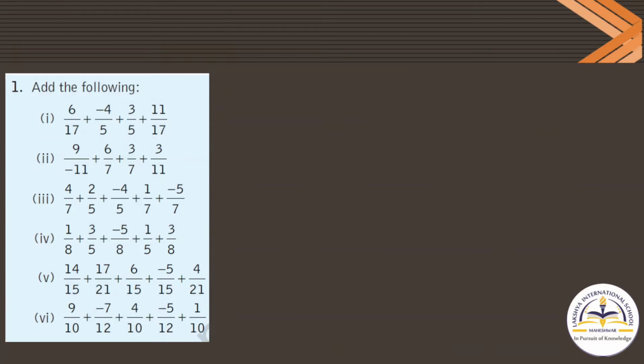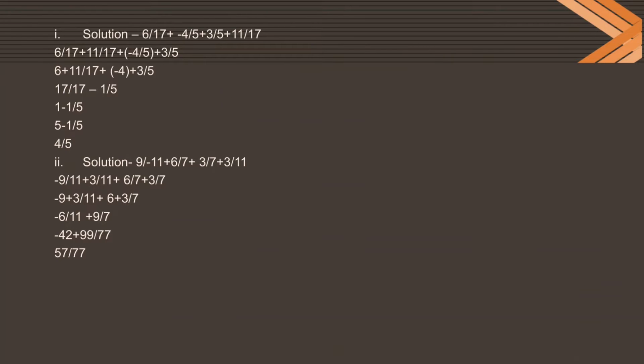Question number 1. Add the following. First, 6/17 plus (-4/5) plus 3/5 plus 11/17. First we will add 6/17 plus 11/17. We will get 17/17. Now we will add -4/5 plus 3/5. We will get -1/5. So 1 minus 1/5, we will get 4/5. This is our answer. Now you have to do it yourself.